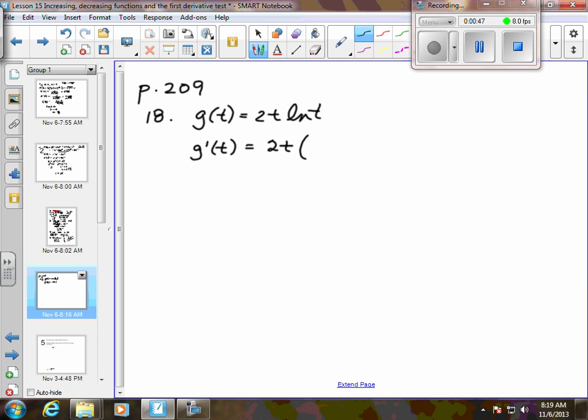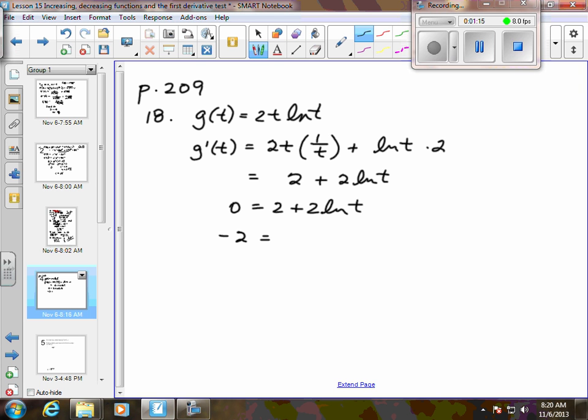2t times 1 over t plus the natural log of t times 2, which is 2 plus 2 natural log of t. Critical numbers occur wherever the derivative is 0 or where the derivative is undefined. So we set the derivative equal to 0 and solve for t.